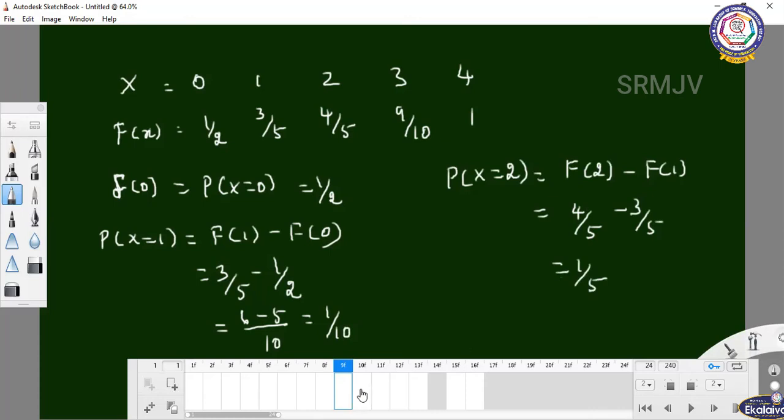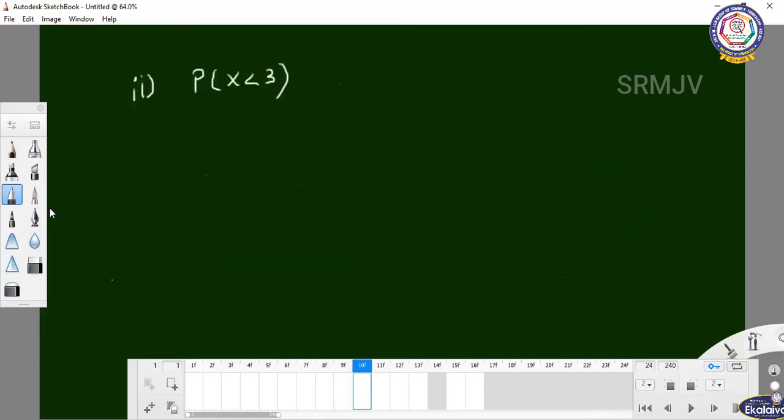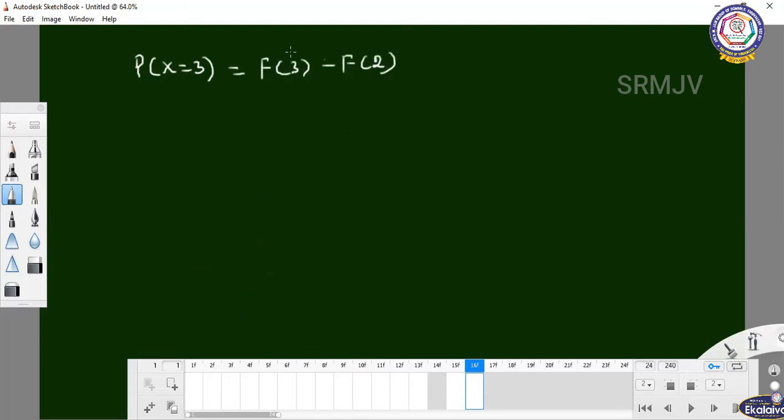Next we move on to P of x equal to 3. P of x equal to 3 means f of 3 minus f of 2, which gives 9 by 10 minus 4 by 5. So 10 is the LCM: 9 minus 8, since 4 twos are 8 and 5 twos are 10. So 1 by 10.